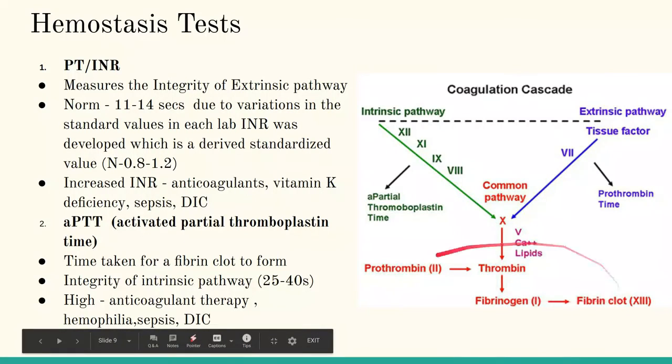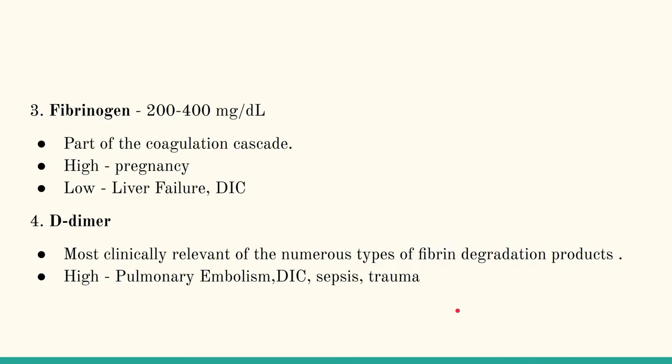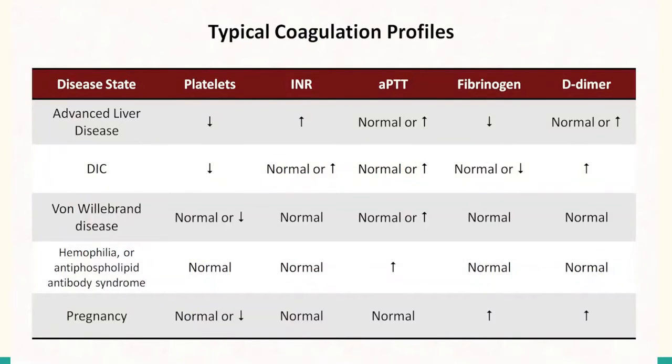Fibrinogen is right here in the coagulation cascade, and it would increase in pregnancy, and it would decrease in liver failure and DIC. D-dimer is one of the most important markers of fibrin degradation products. An increased D-dimer would indicate pulmonary embolism and DIC.